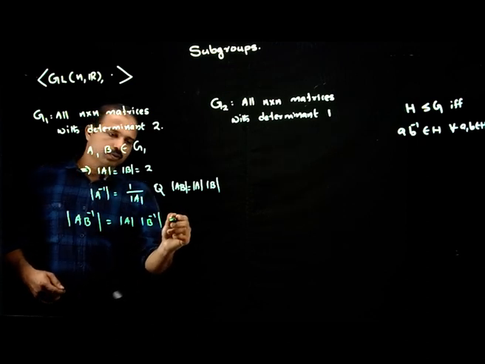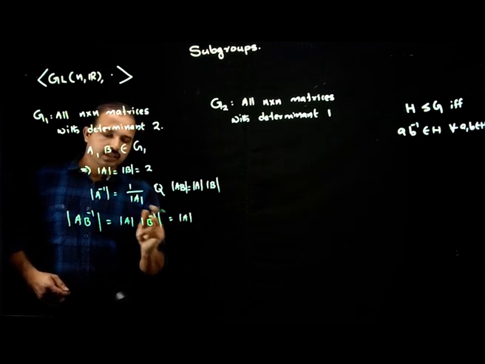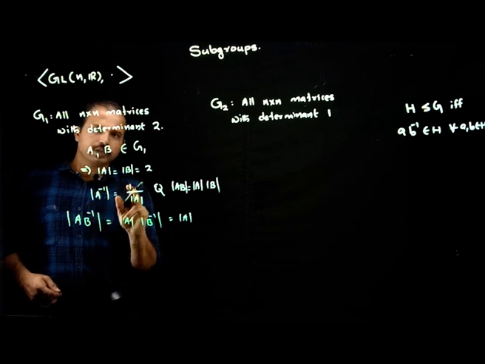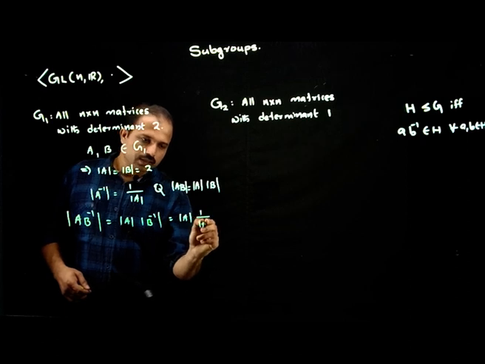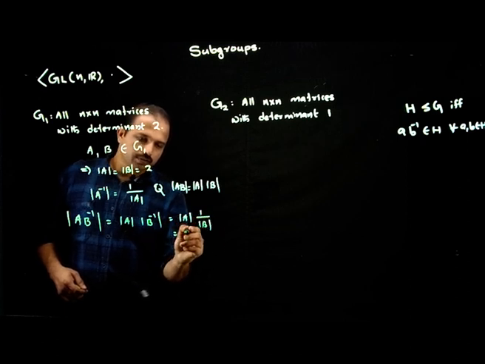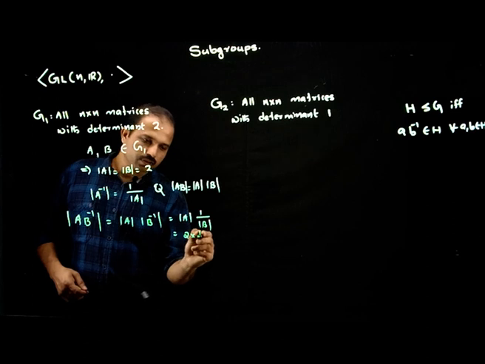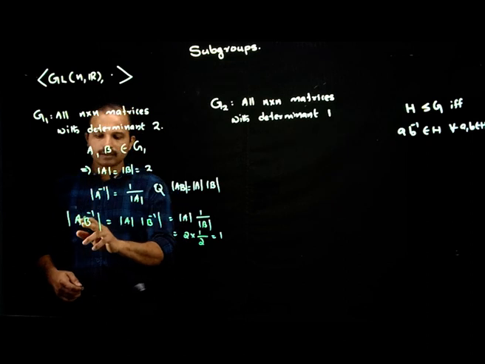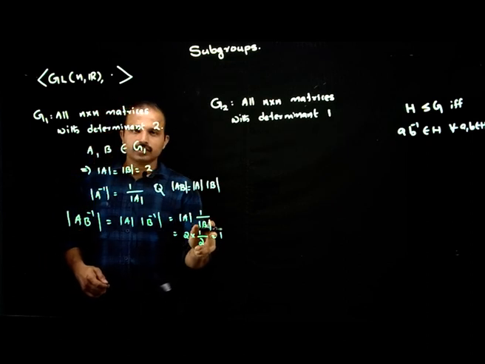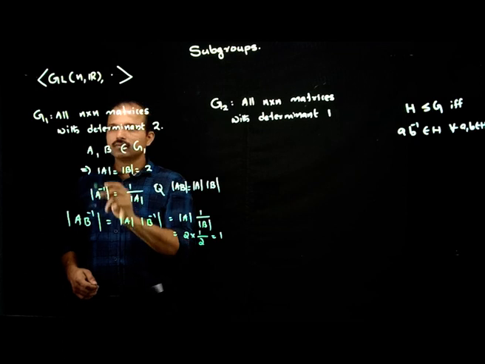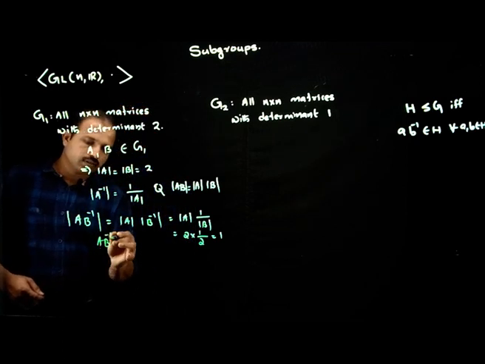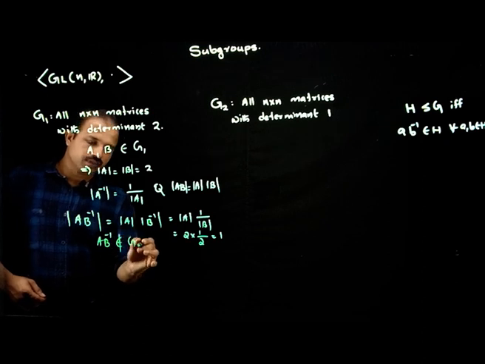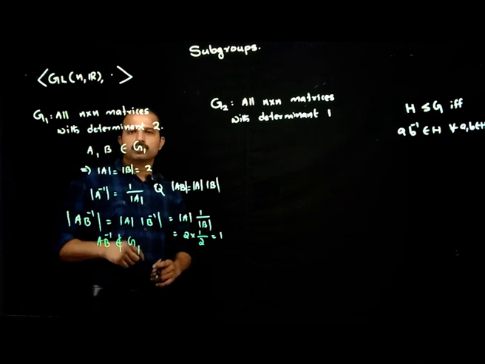And this is equal to determinant of A into, now determinant of B inverse is 1 by determinant of B. Determinant of A is 2 and determinant of B is also 2. So 2 into 1 by 2, that is equal to 1. So determinant of AB inverse is equal to 1, not equal to 2, so that AB inverse does not belong to G1. So G1 is not a subgroup of GL(n,R).